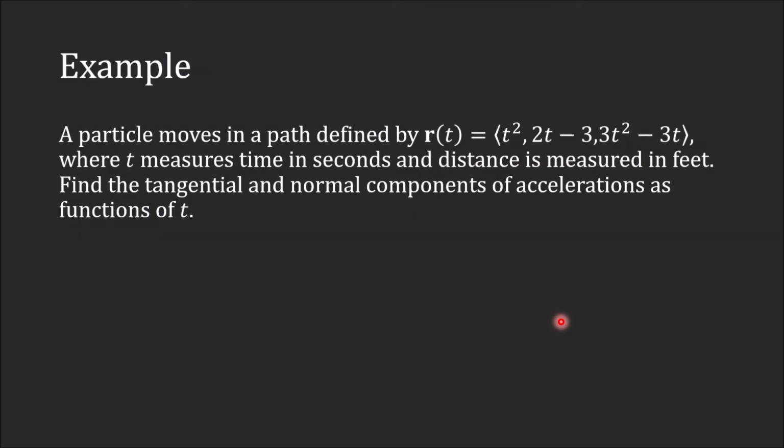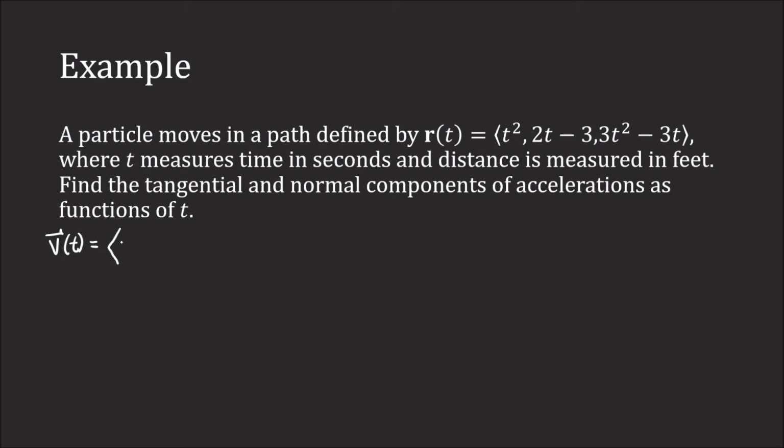So here we have a particle. It moves in a path given by this vector parameterization, where t measures the time in seconds and distance is measured in feet. We want to find the tangential and normal components of acceleration as functions of time. So the first thing we need to do is find the velocity and acceleration vectors. So velocity, remember, is just r prime.